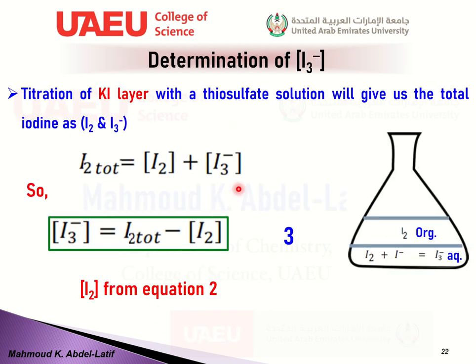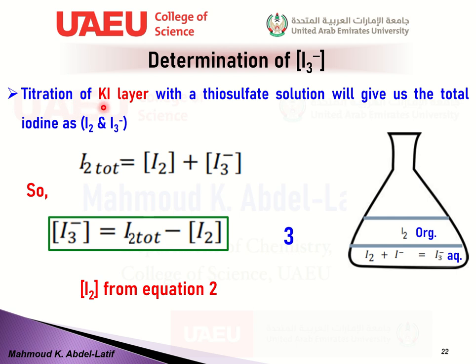We need to determine the tri-iodide. How can we determine the tri-iodide? This is the second part. Here, iodine is in equilibrium with tri-iodide. We can determine the total concentration in the aqueous one just by direct titration with thiosulfate. And the molecular iodine I2, we get from equation number 2; we can subtract it from the total concentration we got by titration with thiosulfate. You can determine the tri-iodide.